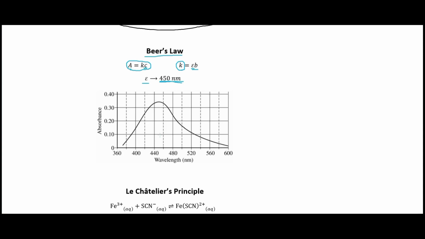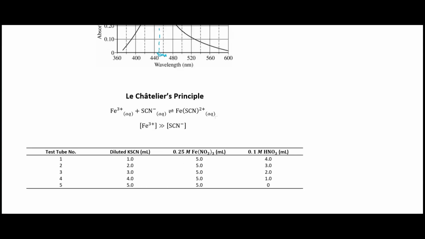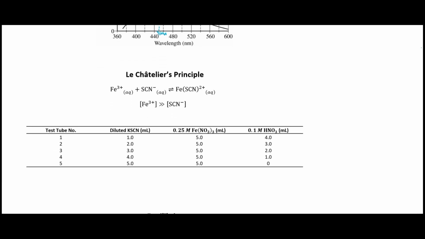So we're using the wavelength of 450 because that is where the absorbance is highest. And so if you look at this graph here, if we go down here, that goes to about 450 nanometers right there. And so it's usually best practice to use where the absorbance is the highest. And so we'll be using Beer's law for that. And we'll also be using Le Chatelier's principle, which was from the previous lab.